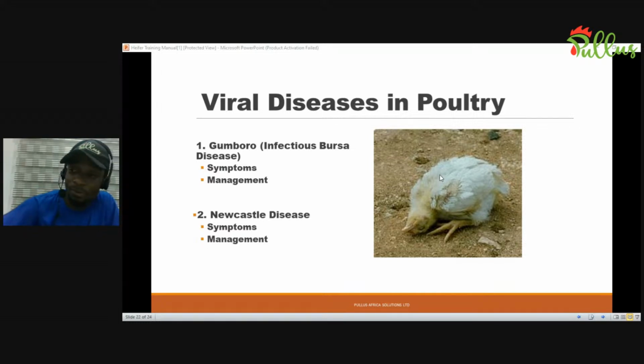I'll be moving to Newcastle. Newcastle disease is also a viral problem, a very serious viral problem as well. Just like Gumboro, the virus stays active even if the birds recover. They continue to pass this virus because it does not have a permanent cure. You can only manage it. And the best way to prevent Newcastle disease is through vaccination. If you vaccinate your birds, you can be rest assured that you have given them immunity against this problem. So it is very important that you vaccinate your birds at all times.